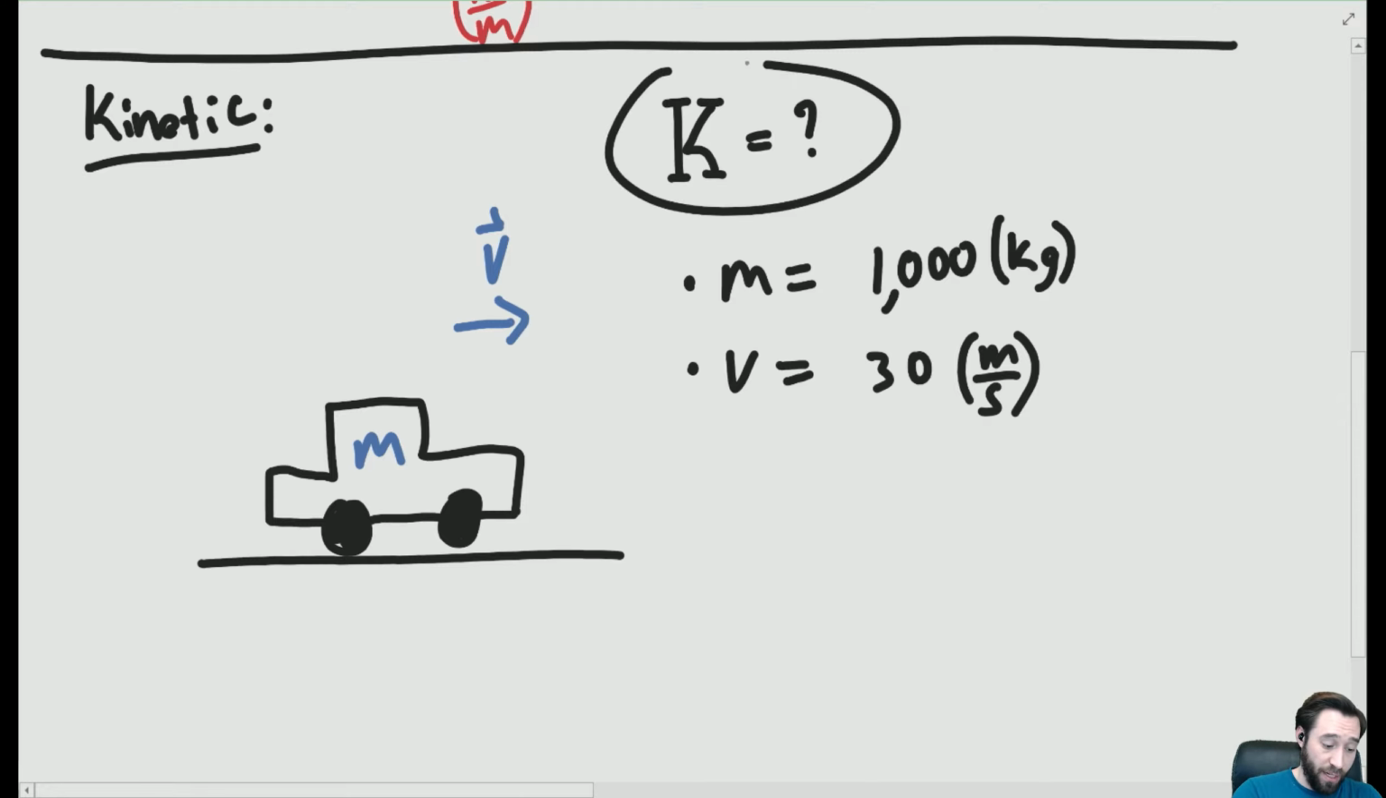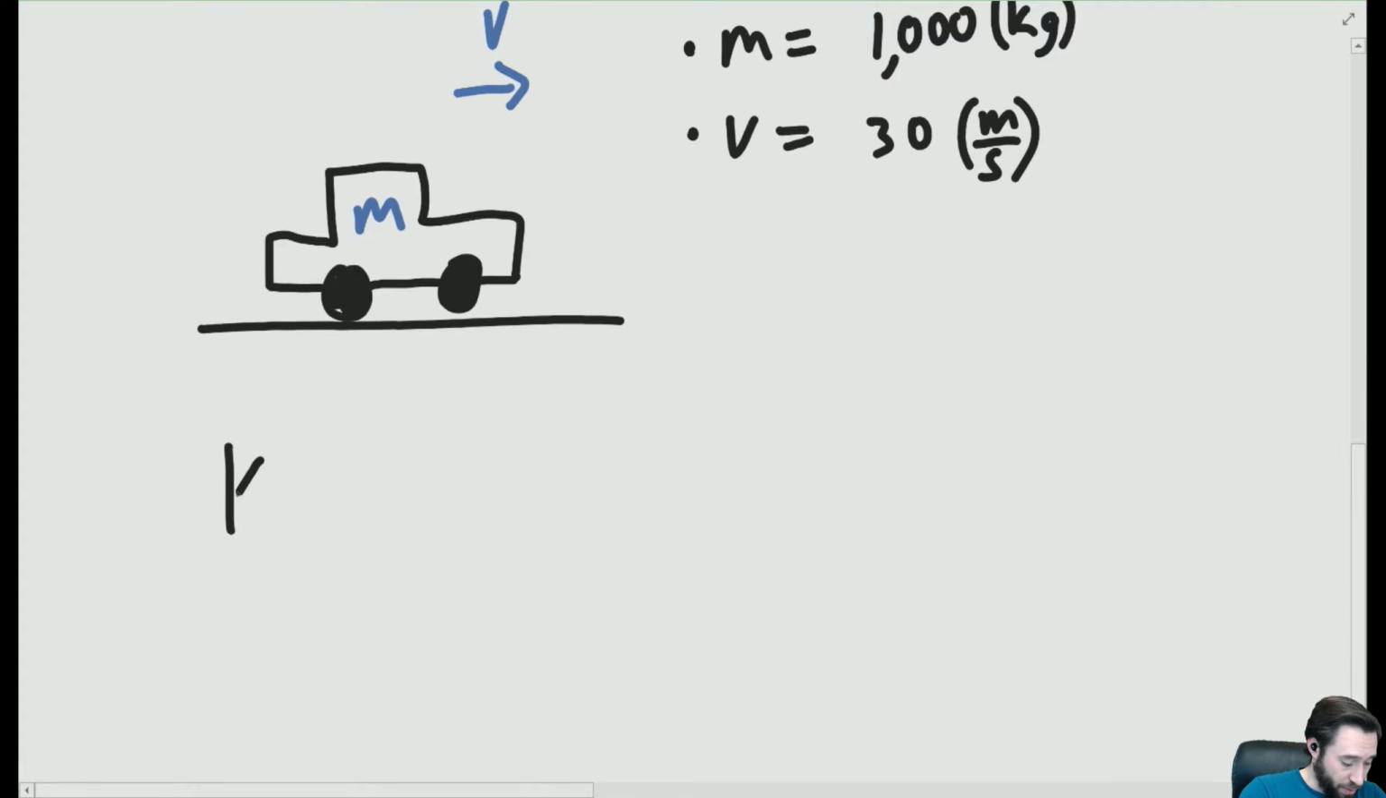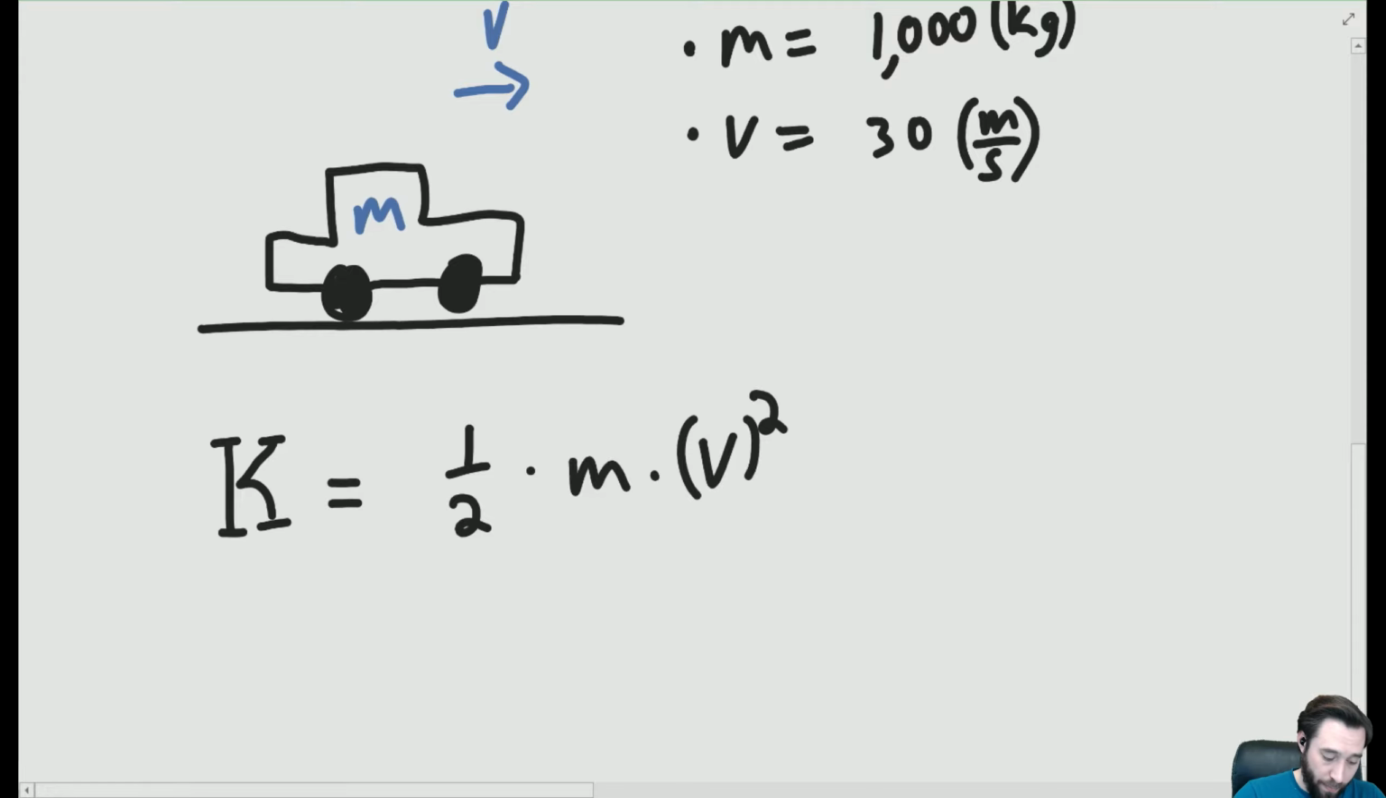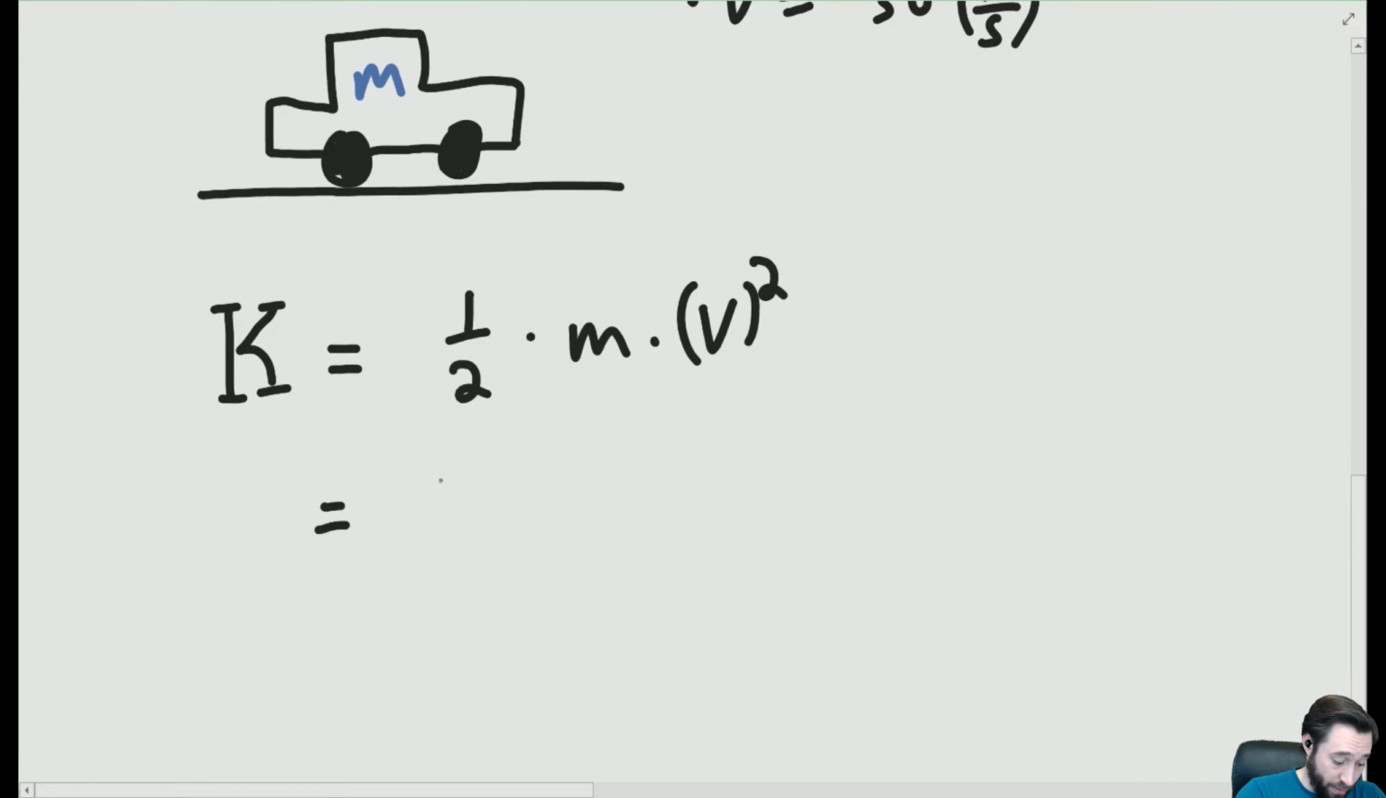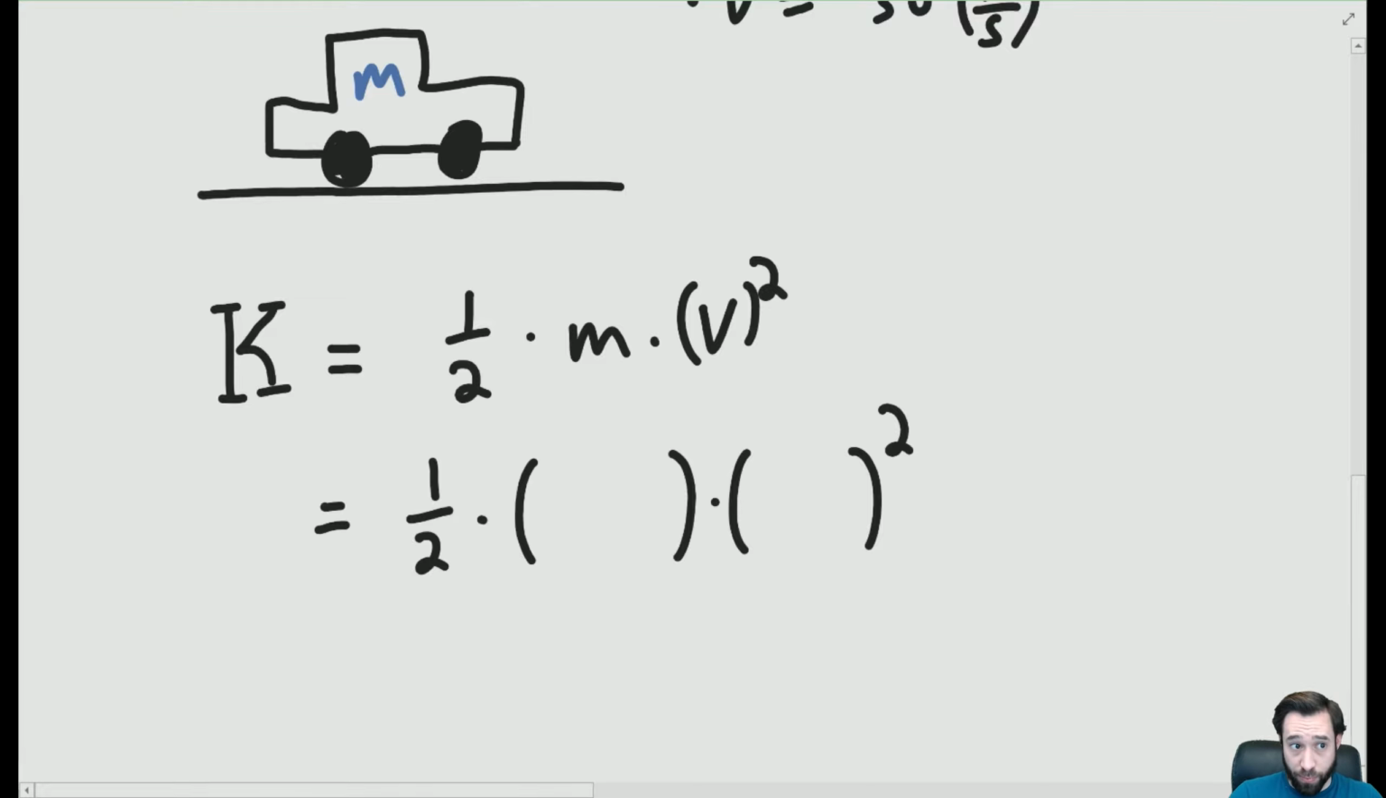So my objective is I need to find my kinetic energy, and I'm given the mass and I'm given the velocity. So the equation for kinetic energy is just going to be 1/2 times the mass times the velocity squared. And it's as simple as just plugging in our knowns. So I like to put the parentheses there.